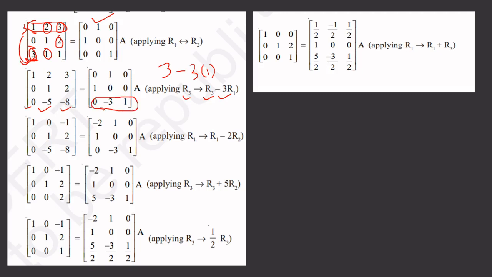Similarly this changes here also, in the third row. 0 minus 3 is minus 3, 0 minus minus 3... minus 3, and 1 minus 0 is only 1. Okay, now to make the 0 here, make the 0 here.